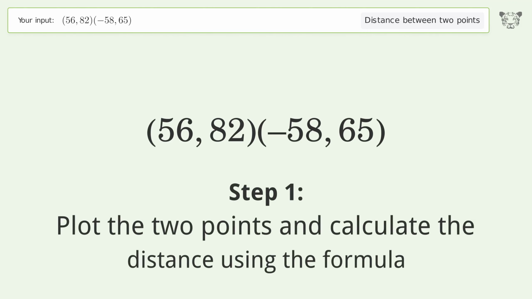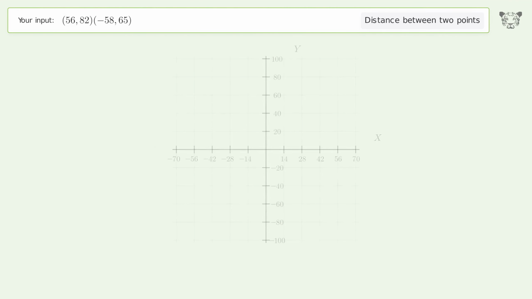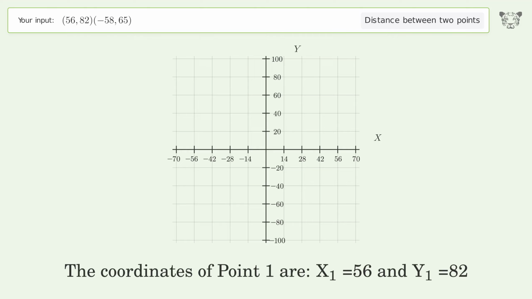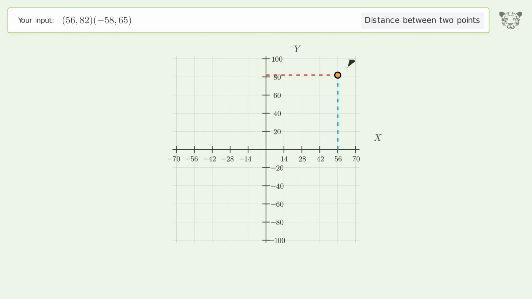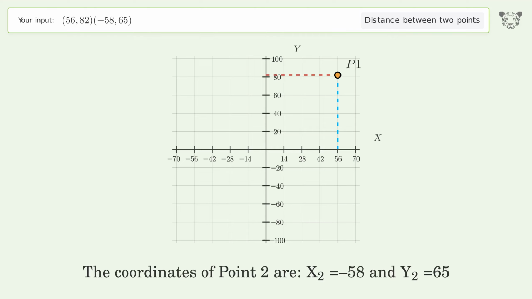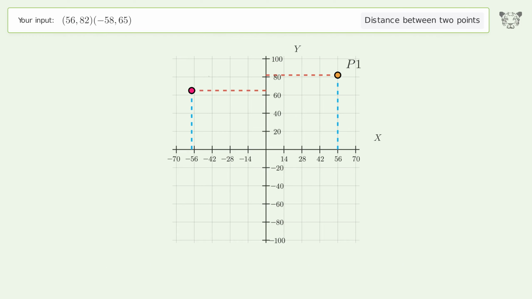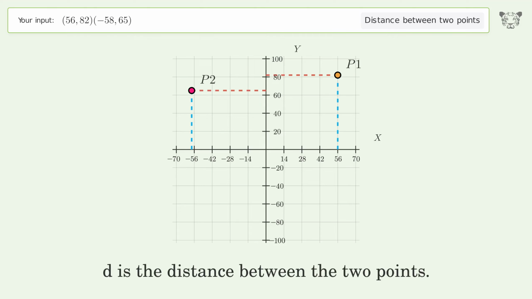Plot the 2 points and calculate the distance using the formula. The coordinates of point 1 are x1 equals 56 and y1 equals 82. The coordinates of point 2 are x2 equals negative 58 and y2 equals 65. D is the distance between the 2 points.